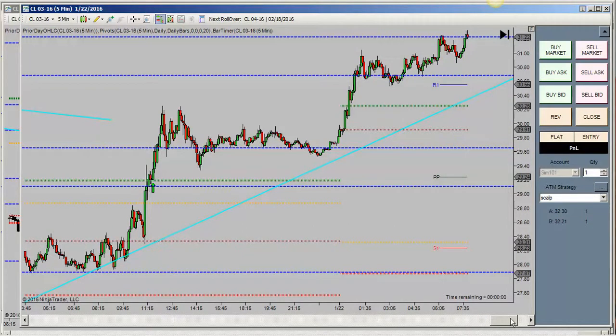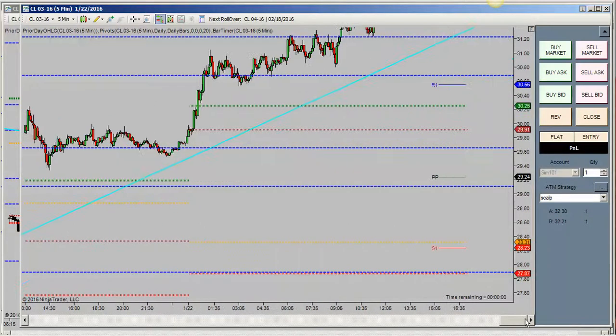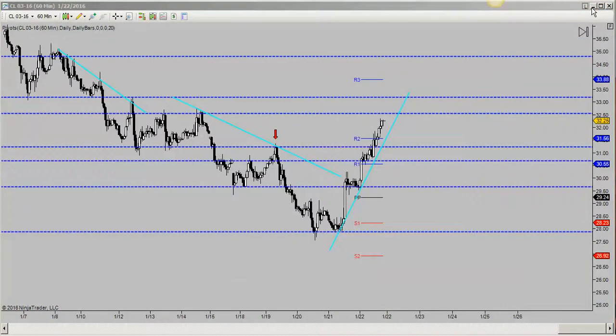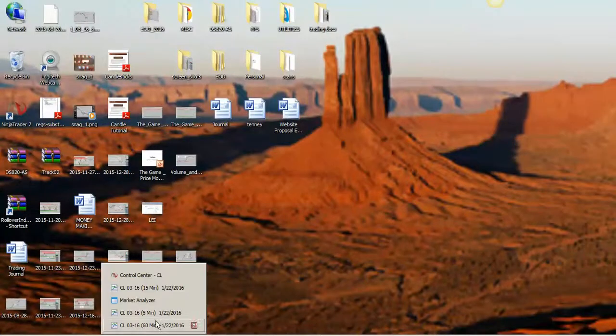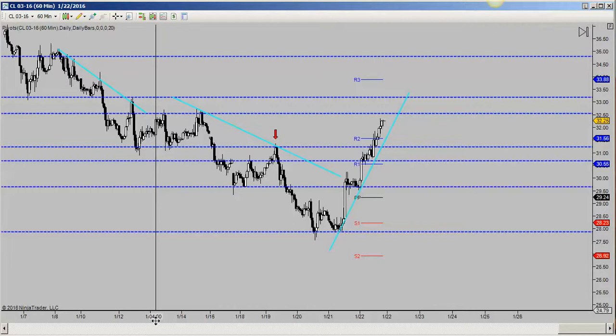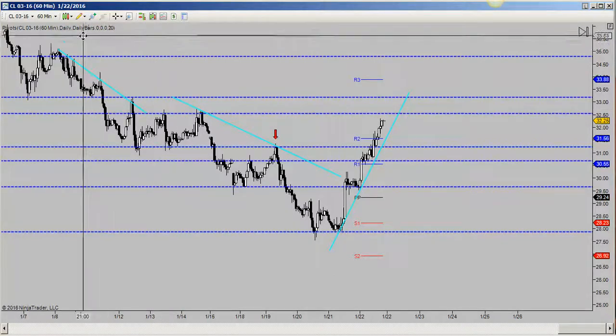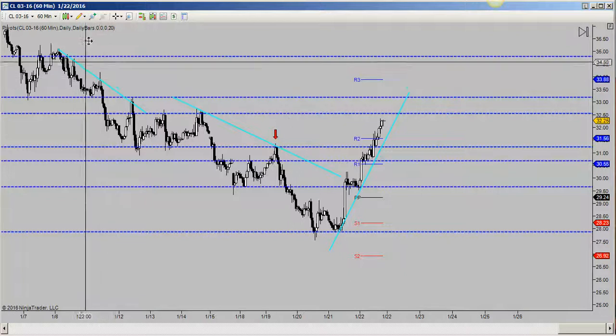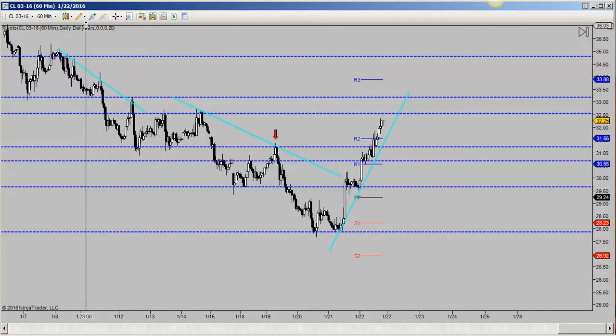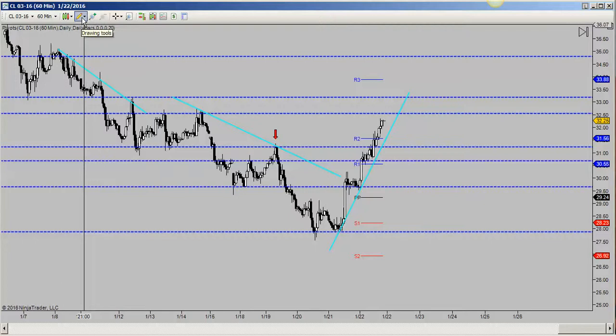So I hope that gave you an idea of where we start and how we get to our levels, the concept of levels, which allows you to understand direction and where to place your trade, and potentially even where to get out of the trade. So hope this was helpful for you.